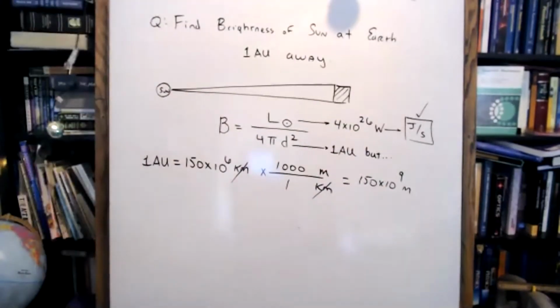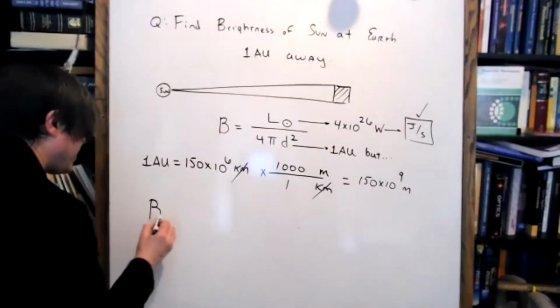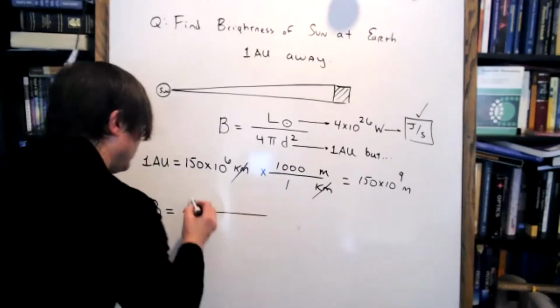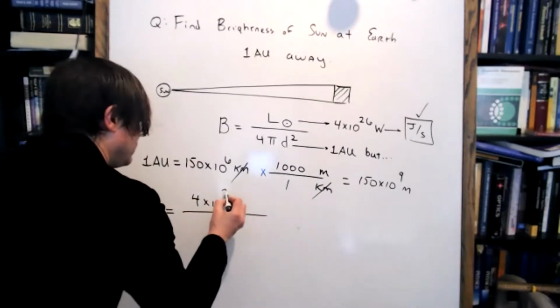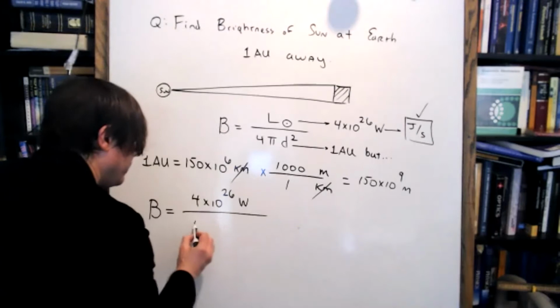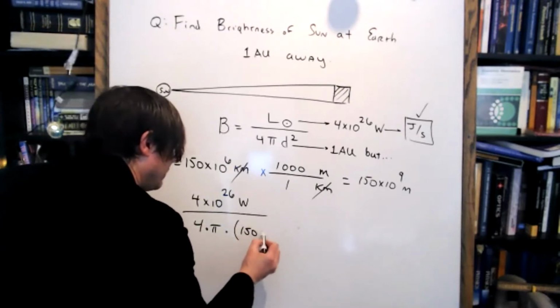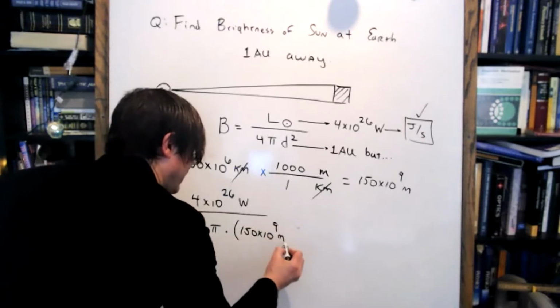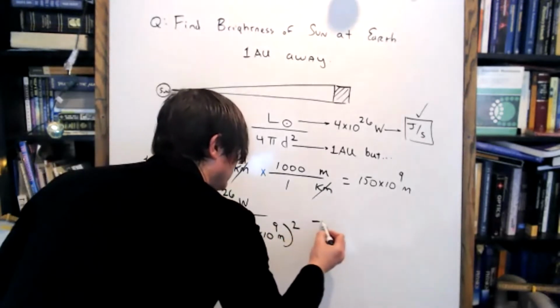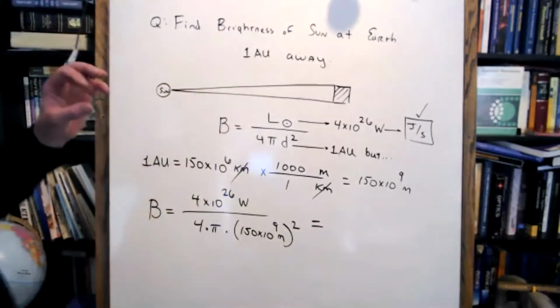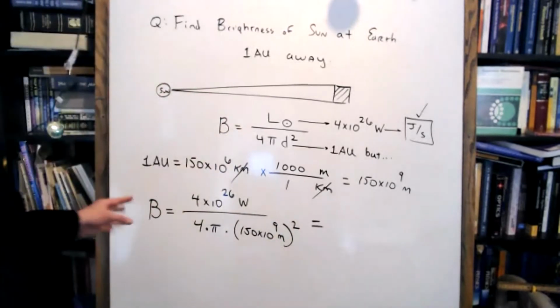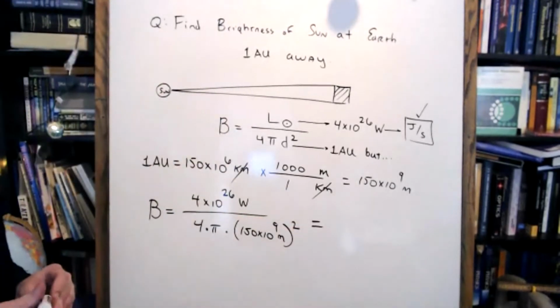All right. Now we plug it in, guys. Brightness is luminosity, 4 times 10 to the 26 watts, over 4 times pi times 150 billion meters squared. You're not done yet. You can still screw this up. Trust me, you could screw up anything. So punch this into your calculator and see if you get the right answer.